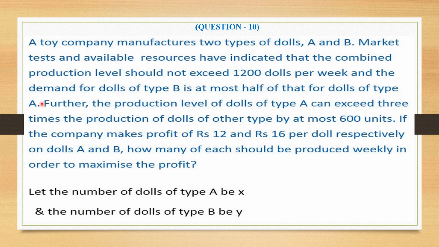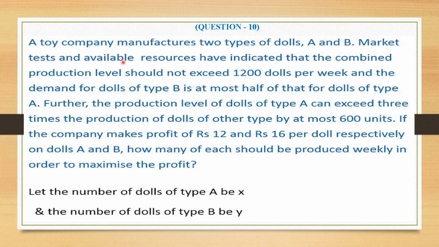If you remember, this is the same kind of question as that of the executive and economy class question that we discussed in our miscellaneous exercise part 1 video, question number 5. So we will see these lines and frame the corresponding equations. Let us read further. We understood that there are two types of dolls which a company is manufacturing, A and B, and available resources have indicated that their combined production level does not exceed 1,200. So again, that was like not more than 200 tickets are reserved.